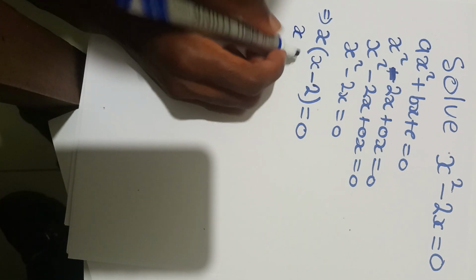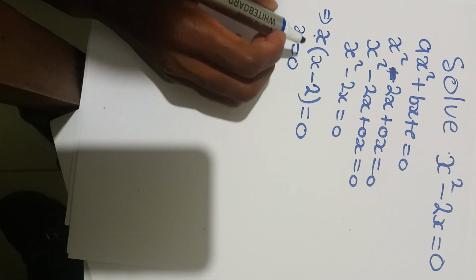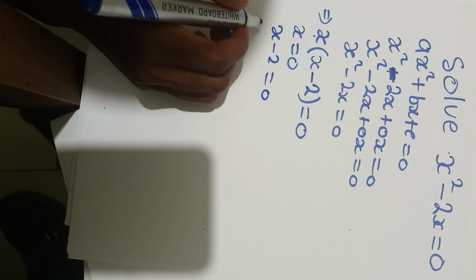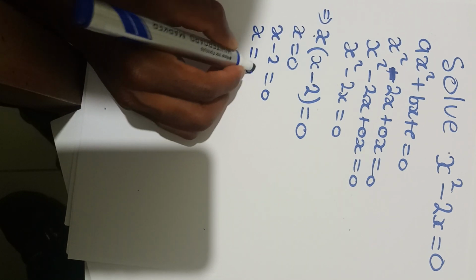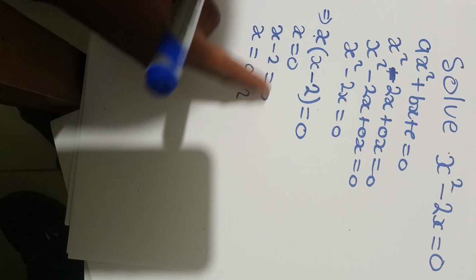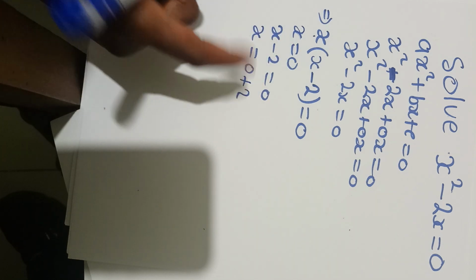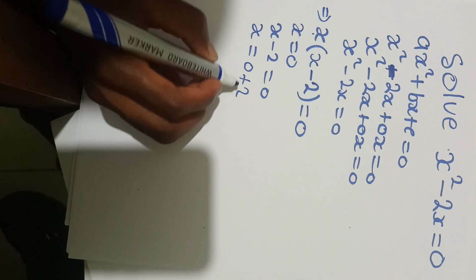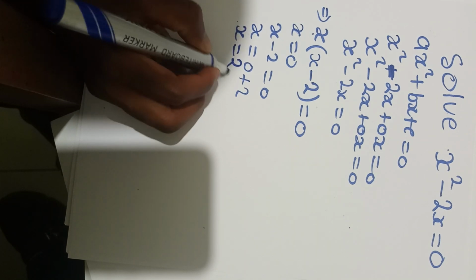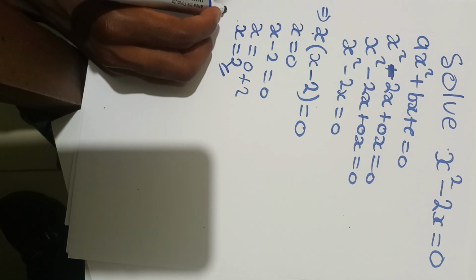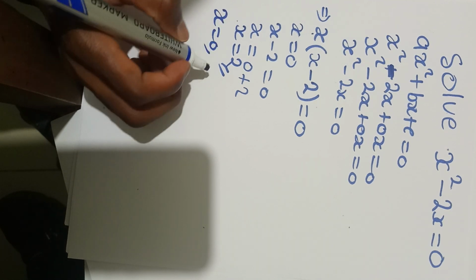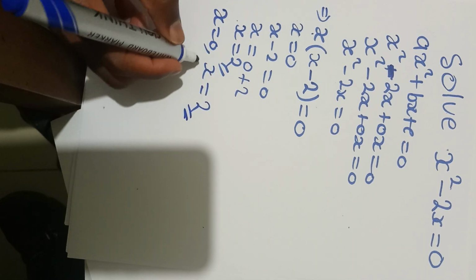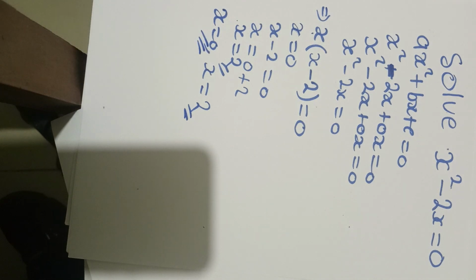So here x is equal to 0, and then we have also x minus 2 is equal to 0. So we have now x is equal to 0 plus 2, because this 2 is going to the other side. Since it's negative, when it jumps the equal sign, it will become positive. So from there now we have x is equal to 2. So the two answers that we need to have are x is equal to 0 and x is equal to 2.